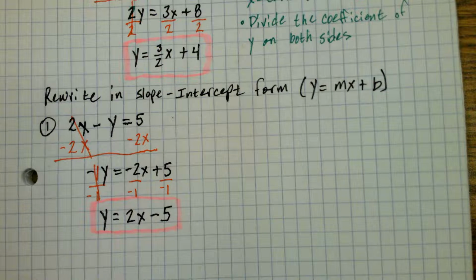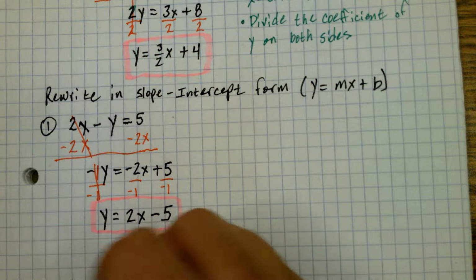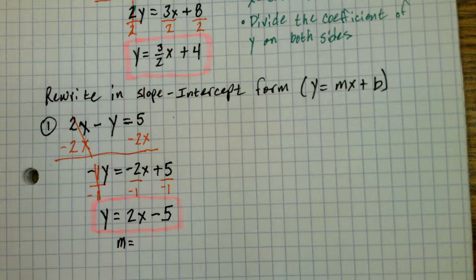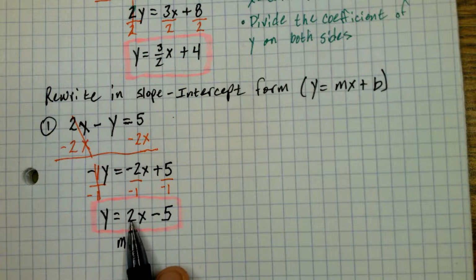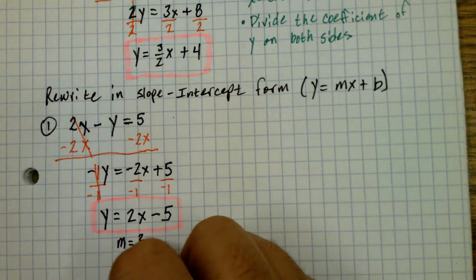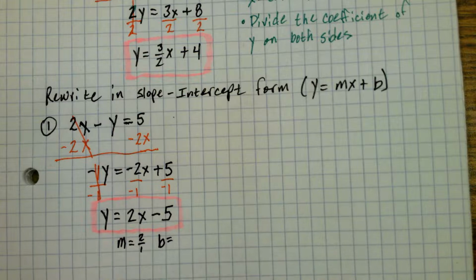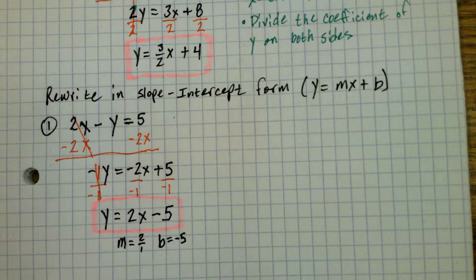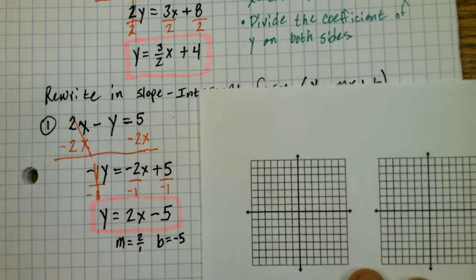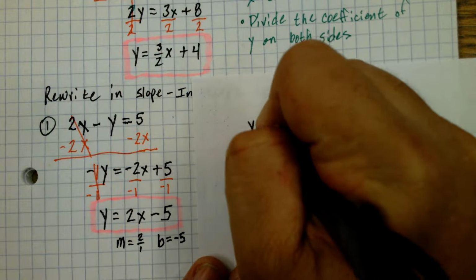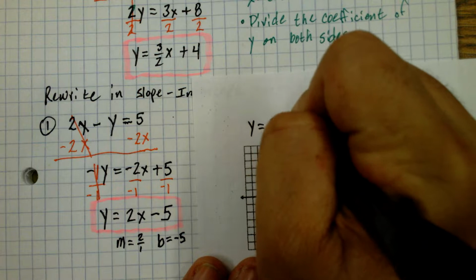Okay? So now we're going to graph it. Let's go ahead and write down the slope. What's my slope number? It's 2, but how should I write it? 2 over 1. And the y-intercept, the b value, is negative 5. So you could write negative 5 or 0, negative 5. Okay? So let's graph that. First, I'm going to write down the equation. y equals 2x minus 5.